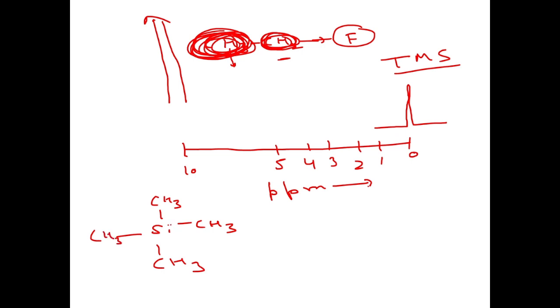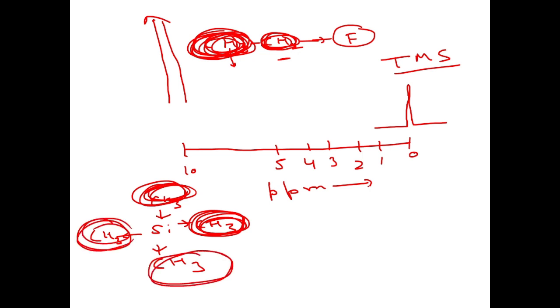Silicon is a metalloid, so it donates electrons towards the protons. So here the electron density will be very high, here also the electron density will be high, likewise here and here. So these hydrogen atoms feel the external magnetic field to a very low extent, and that is why TMS will have its peak at 0 ppm. Here this is the peak of TMS.